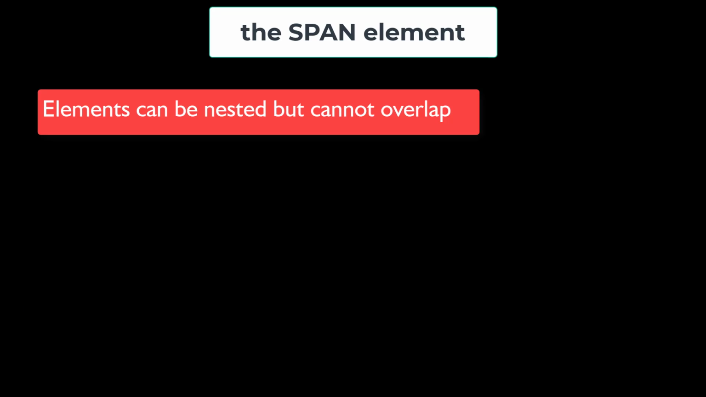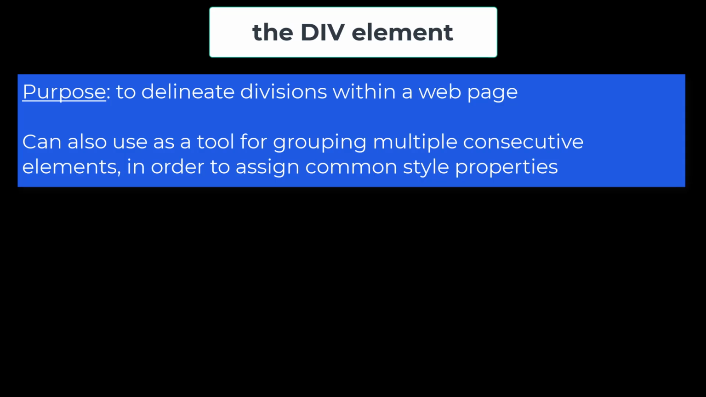Recall that in the first lesson, we pointed out that elements can be nested, but they cannot overlap. So while span cannot cross element boundaries, still, it is very useful within elements. The div element, its purpose is to delineate divisions within a web page. It's also a tool for grouping multiple consecutive elements to assign common style properties.